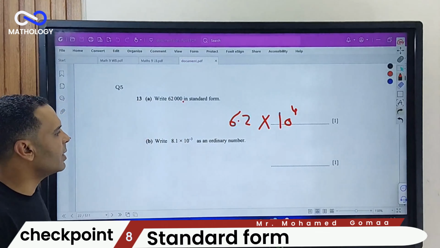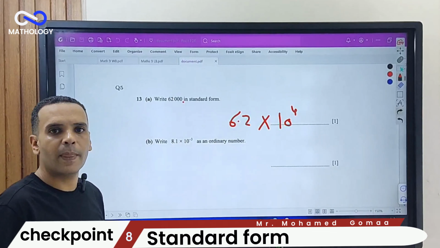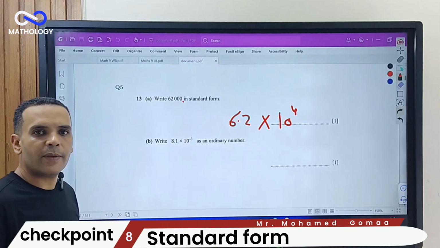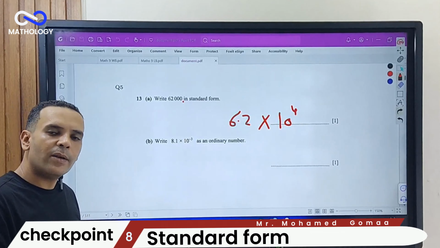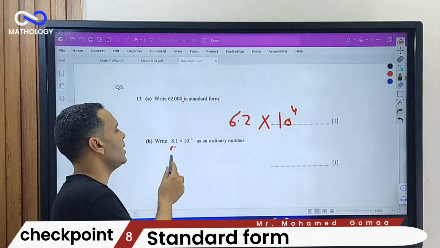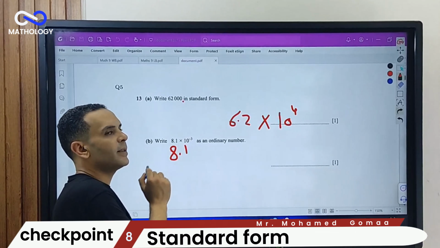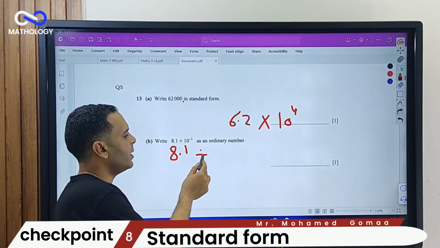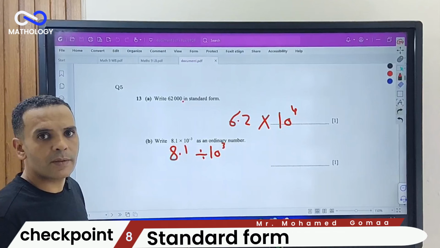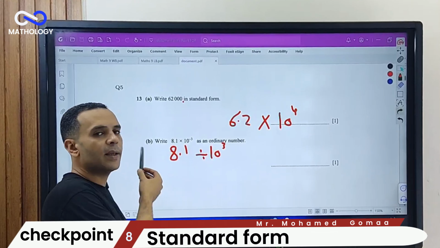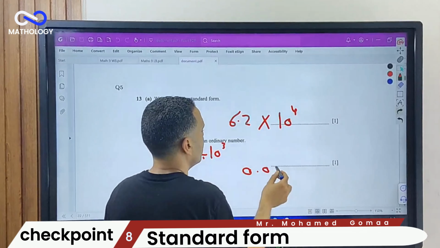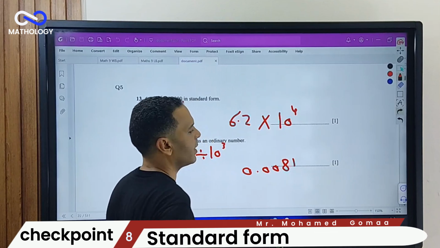Write 8.1 multiply 10 power negative 3. When you see negative power above the 10, change the sign of the operation and change the sign of the power. It will be 8.1, instead of multiply, it will be divide, divided by 10 power 3. That means divided by 1000. You have to move the decimal 3 places to the left. It will be 0.0081, like this one.